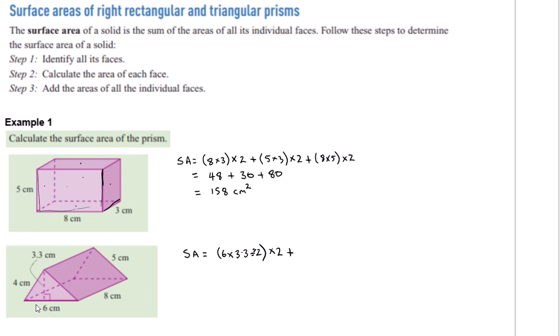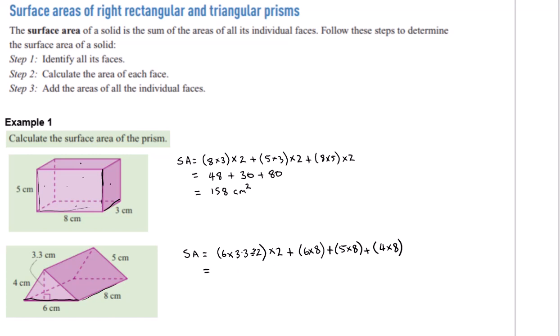Let's start with the base. It's a rectangle, so 6 by 8. It's the only rectangle of that size there, so we just leave it at 6 by 8. Let's do the sloping one on the right, 5 by 8, so that's 5 by 8, plus the one on the left is 4 by 8. Okay, now we can work it out.